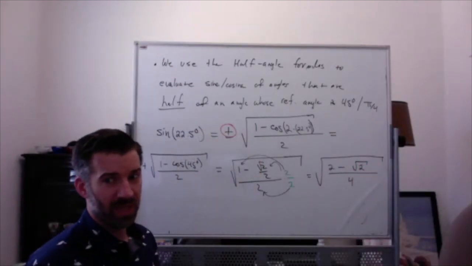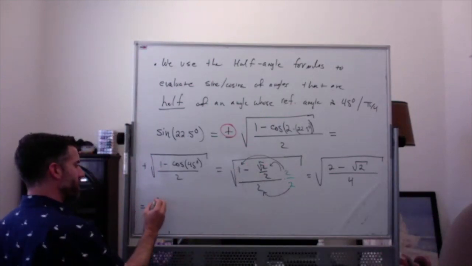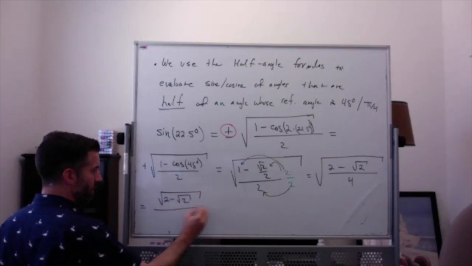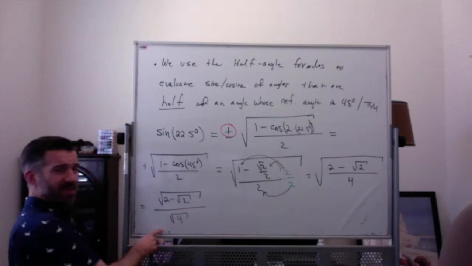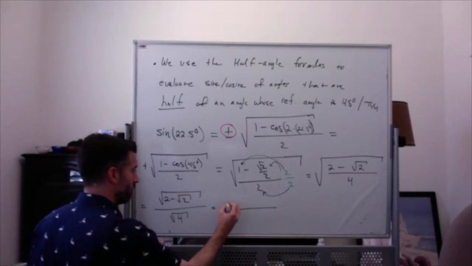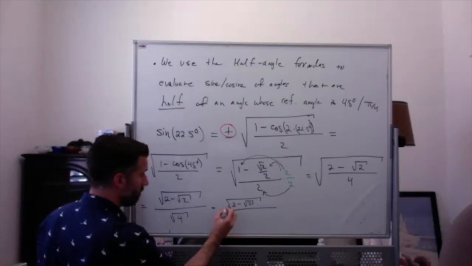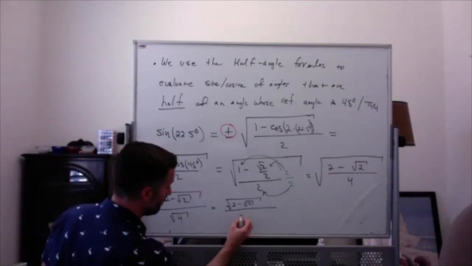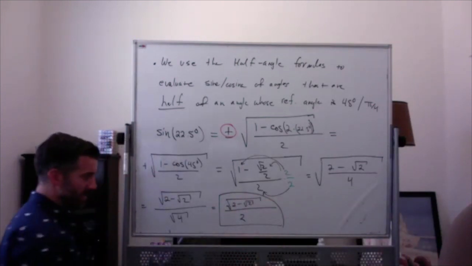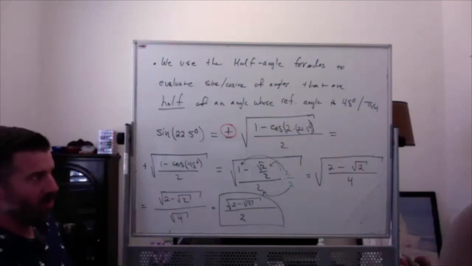There is one more step, which I'm going to show in 2 steps. When you have a square root of a fraction, you can write it as the square root of the top, as long as they're both positive, over the square root of the bottom. But what's the square root of 4? Nobody gave me an answer, but I know you all know it's 2. And there's our final answer. It's the square root of 2 minus the square root of 2 all over 2.